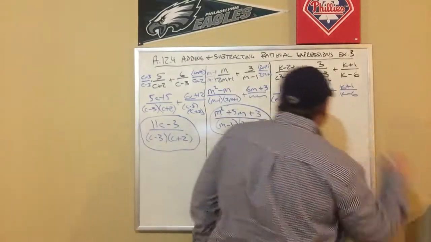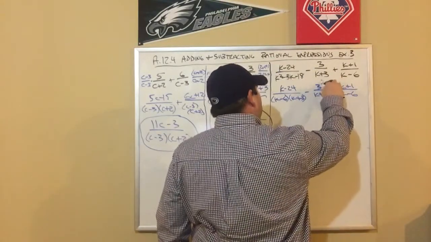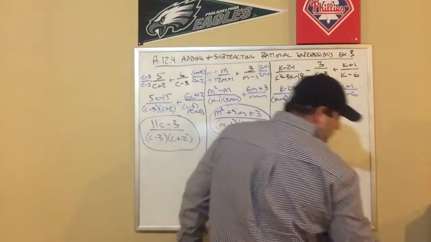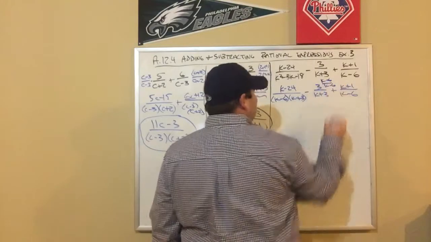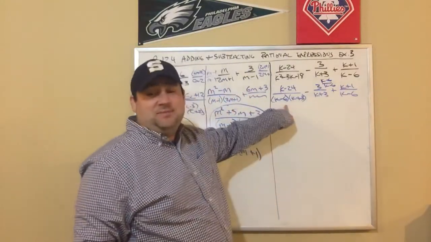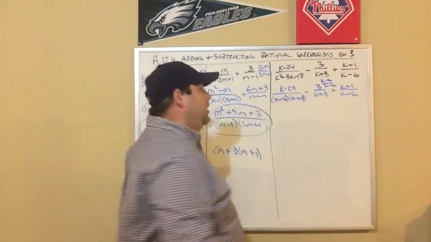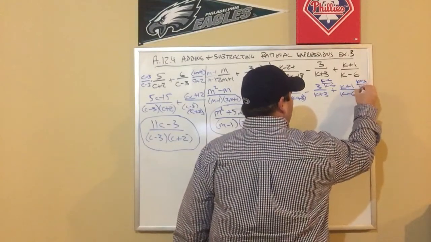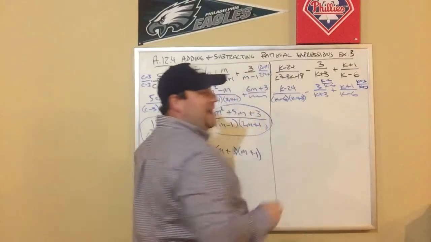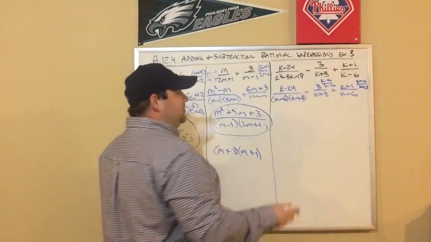All right, let's try this again. So if I multiply this one by k minus 6 over k minus 6, I'm then going to have the same denominator as I do in my first fraction. Over here, this one, k minus 6, if I multiply it by k plus 3 over k plus 3, I'm going to have the same denominator as well. So now I'm going to do all that.